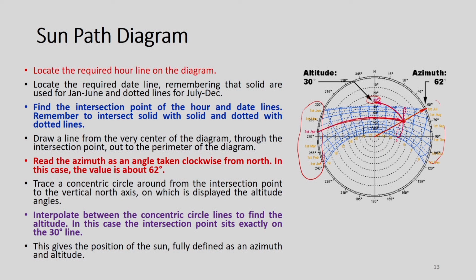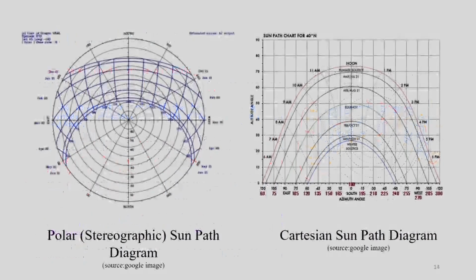These variations, this pattern, will be different for different locations. Let us see how it varies with different locations. So, this is the Cartesian sun path diagram and then the polar sun path diagram. This can be generated. What we have discussed is the polar sun path diagram, and we can draw it in Cartesian coordinates also.